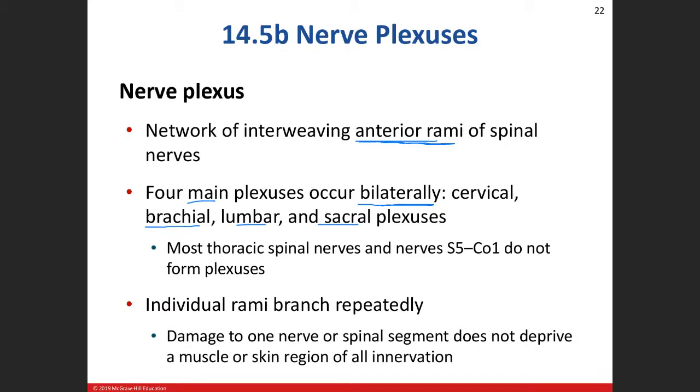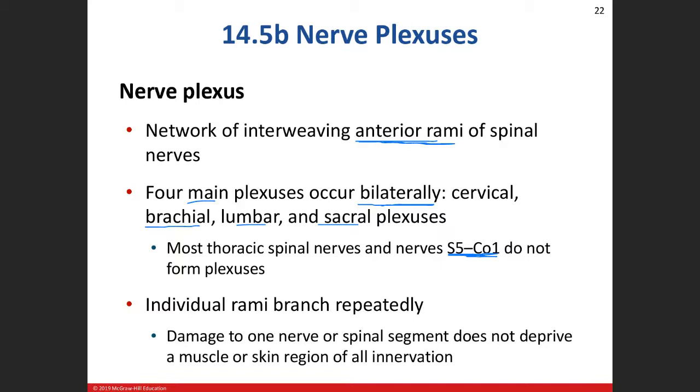Notice we don't have a thoracic plexus, because the thoracic spinal nerves do not contribute. A few do, but in general, the thoracic spinal nerves do not form plexuses. Remember last week we talked about an intercostal nerve? That is an anterior ramus from one of the thoracic spinal nerves. We'll go through some of those. Also, S5 and coccygeal 1 do not form plexuses.